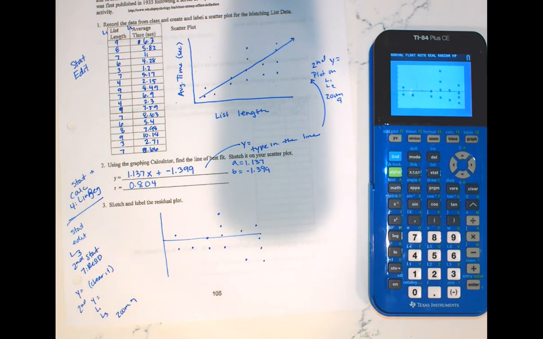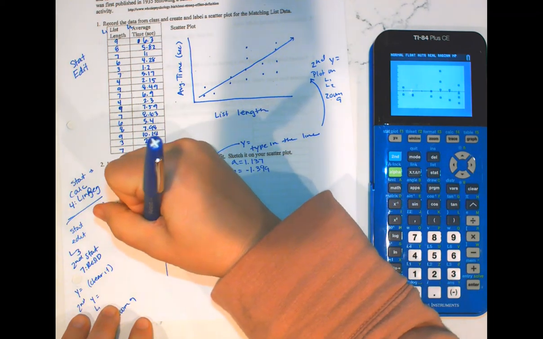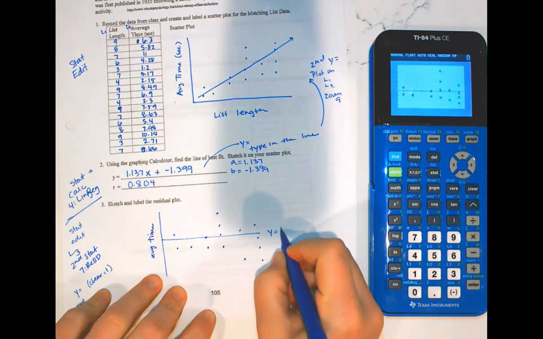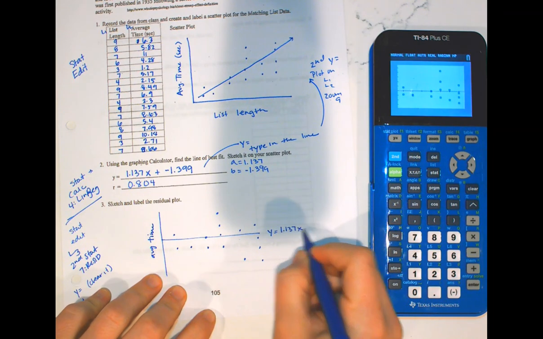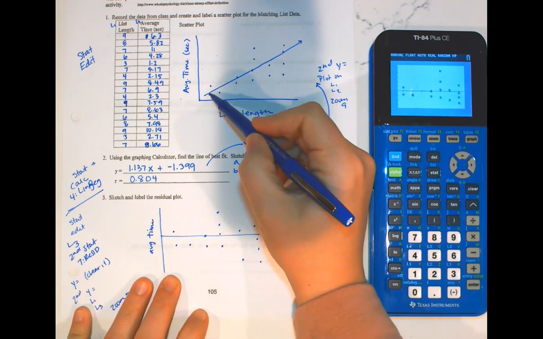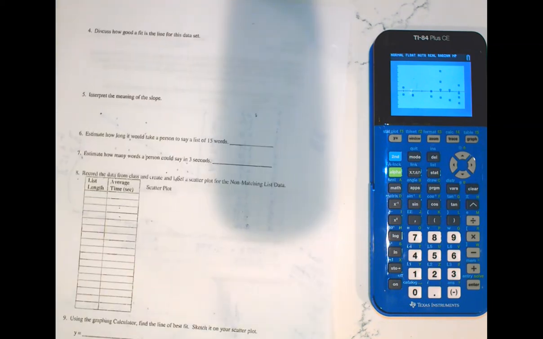There would be our residual. So this is still our average time. This line is now our y equals 1.137x minus 1.399. Remember, a residual is just simply taking this line and now making it the x-axis and showing the difference, how much your y's differ from that line of best fit that we made. Okay, so then we're going to go ahead and answer some questions on the back.